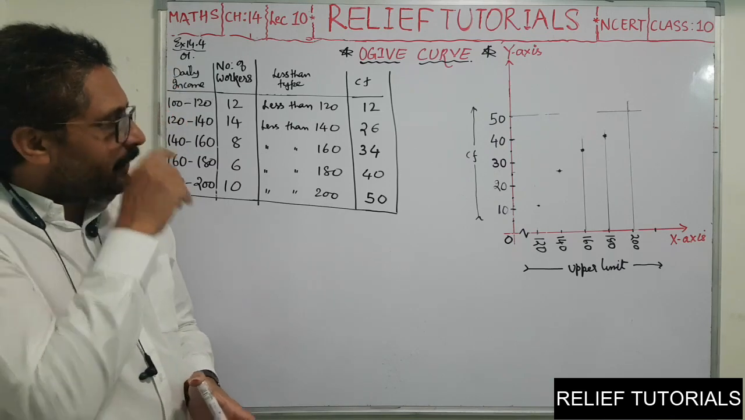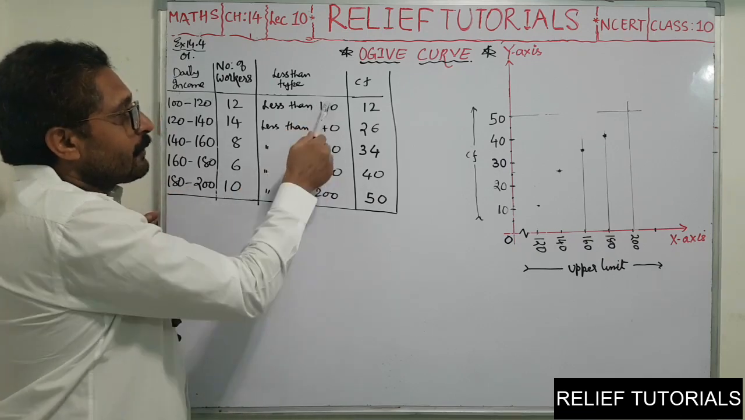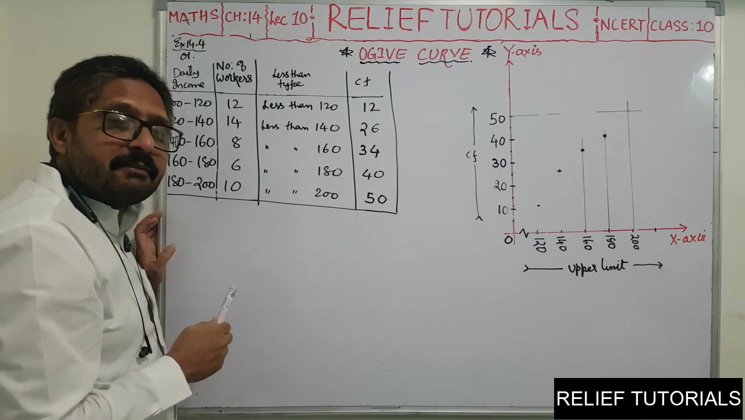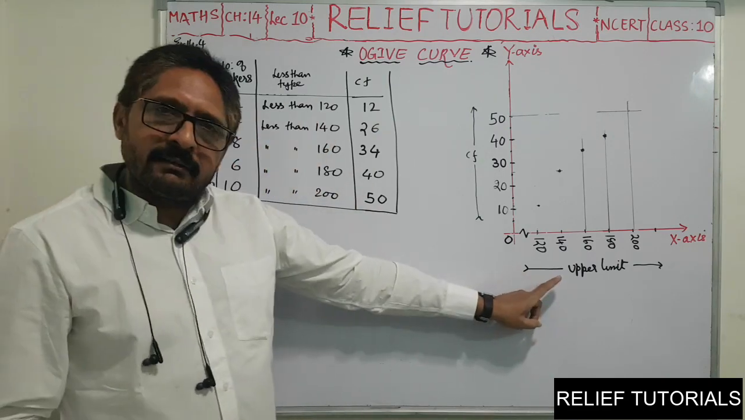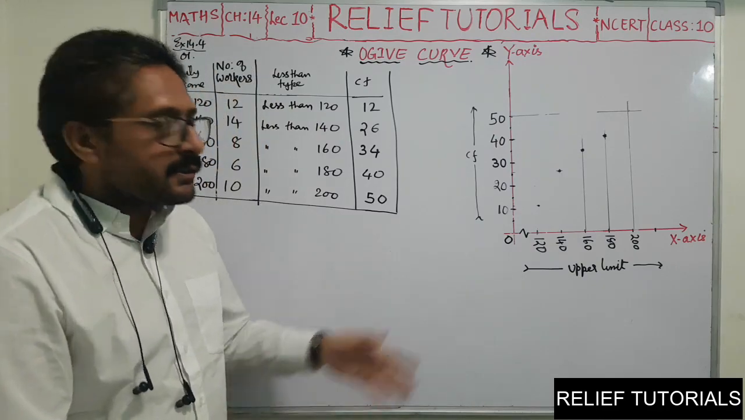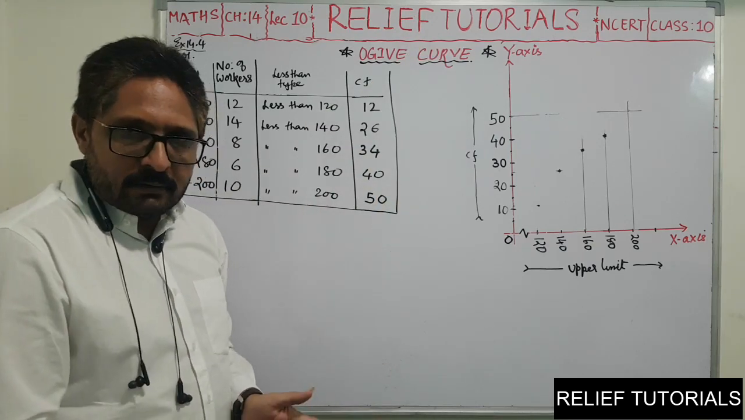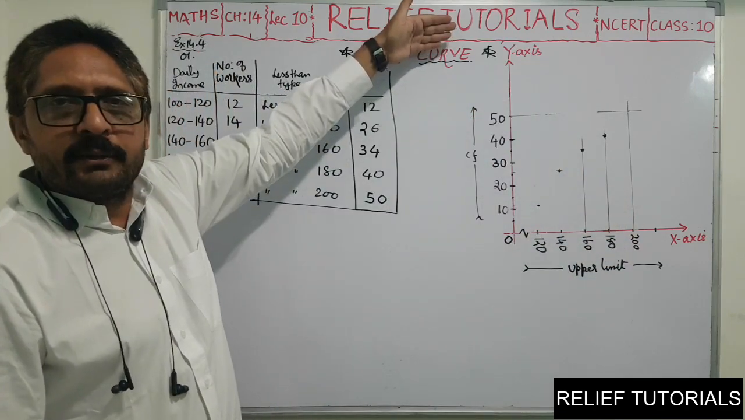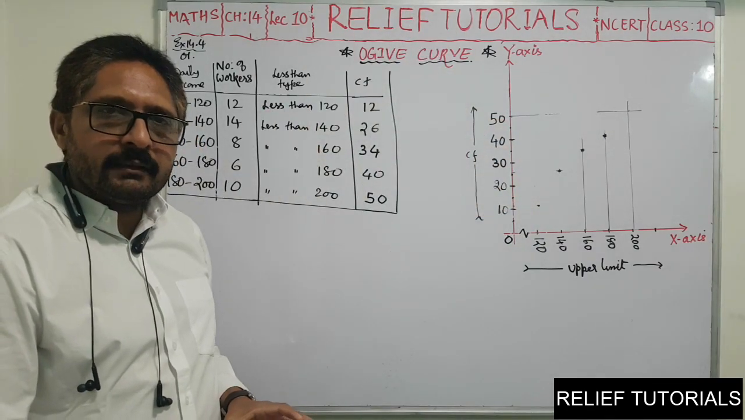So to represent data graphically, what will you do? This is less than type. So all these, 120, 140, 160, 180, 200, are nothing but the upper limit of the respective class interval. So to represent less than type, you have to take upper limit. We will take upper limit on the horizontal axis, that is called x-axis, and the respective cumulative frequency on the vertical axis, that is called y-axis. In short, you will take upper limit on x-axis and corresponding cumulative frequency on y-axis. Clear?